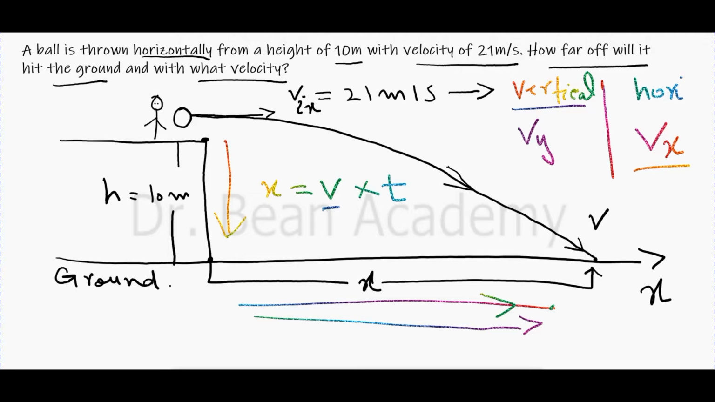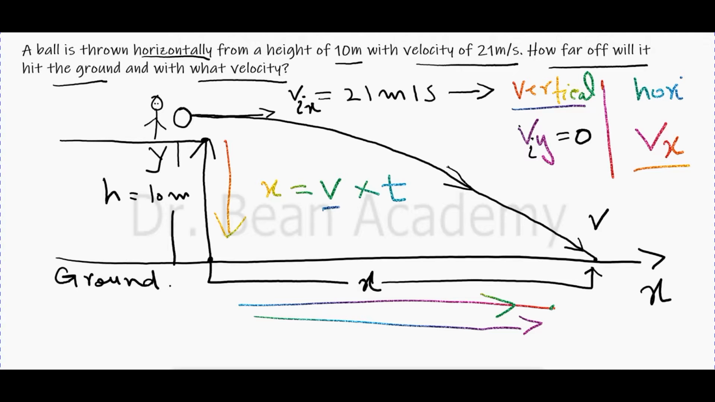We just take the x-axis as horizontal, and let's consider the vertical axis as the y-axis. So according to this reference frame, Vix equals 21 meters per second, and it is purely horizontal. Then we need to find what is Viy, the y component of the initial velocity. Can you tell me? It should be 0, because the ball was thrown horizontally, so there was no vertical component of the velocity. Velocity is purely horizontal.